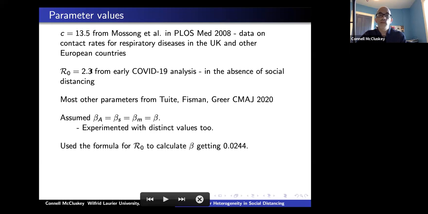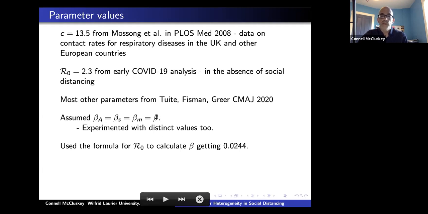The R0 I'm going to take to be 2.3. This comes from work done a couple of months ago studying the outbreak in Wuhan. In different places, the value of R0 can change, so there's a range of values for R0 that are appropriate, but 2.3 is in that range. And this is R0 in the absence of any social distancing. Most of the other parameters, like recovery rates and latency periods, I took from Tuitt, Fisman, and Greer, and they cite where everything came from. Since I didn't have any access to information saying how the values of the different betas would differ, for my numerical simulations I used the same value of beta for all of them. I did experiment with taking different values for the betas, and the same phenomenon that I'm going to talk about continues there as well.